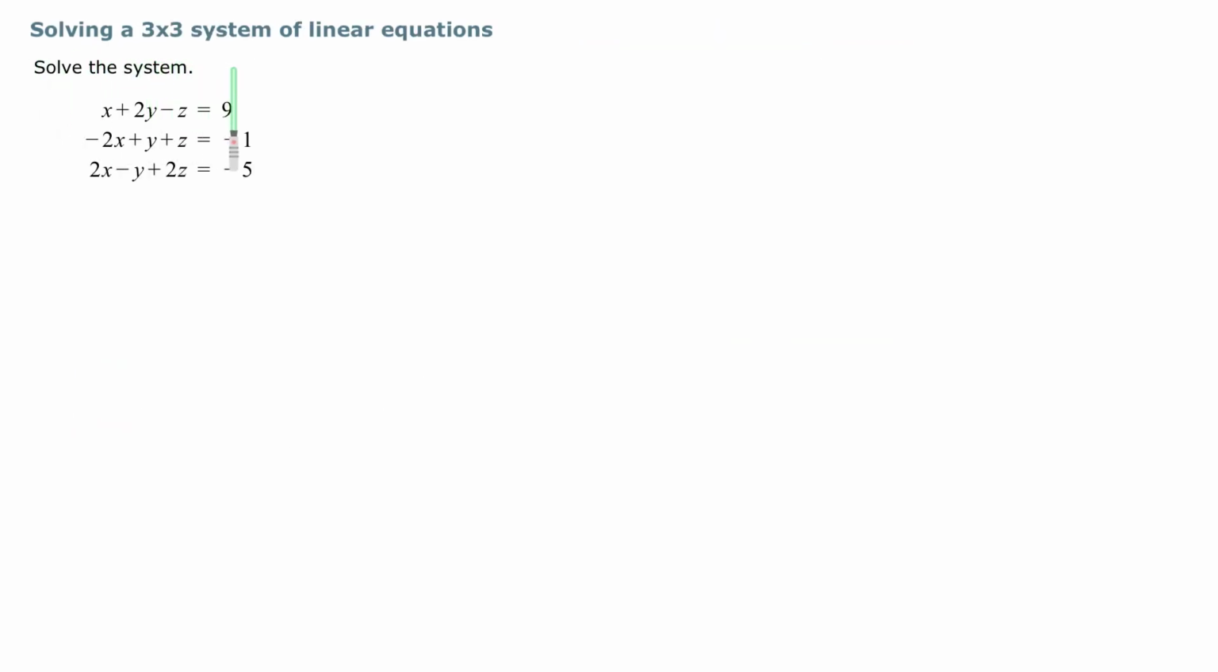Solving a 3x3 system of linear equations. Solve the system. x plus 2y minus z is equal to 9. Negative 2x plus y plus z is equal to -1. 2x minus y plus 2z is equal to -5. If you're ever interested in graphing this, try to draw axes like this, and then really try to label it to scale. So you have an x and a y and a z. And so these are actually equations in 3 space.